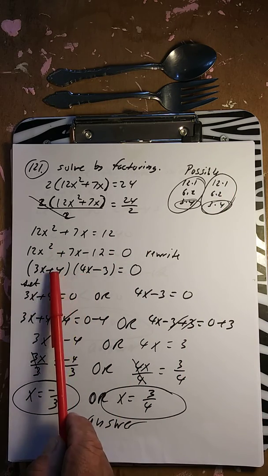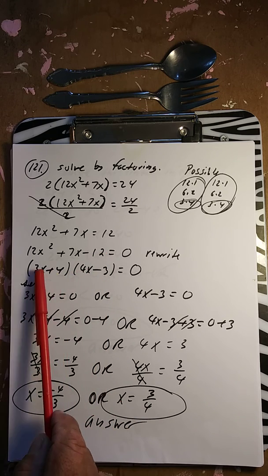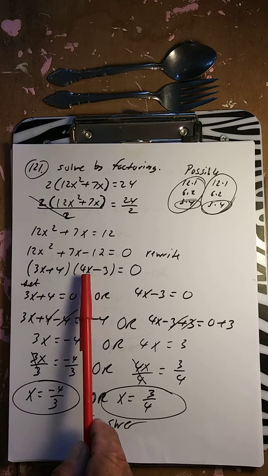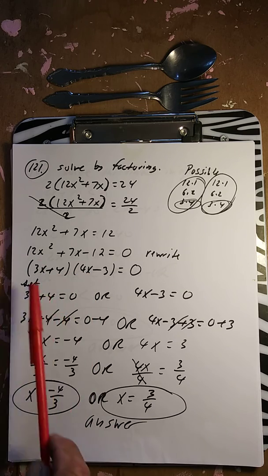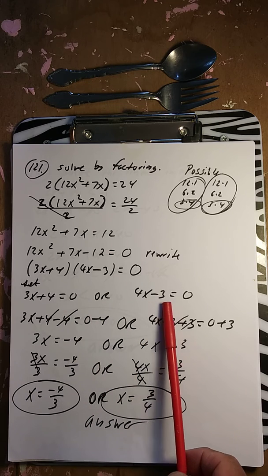Let's see if that works. 4 times negative 3, negative 12, yes. And that's going to be 16 minus 9 is 7, yes. And 4x times 3x is 12x squared, yes. So this and this are the same. 3x plus 4 equals 0, or 4x minus 3 equals 0.